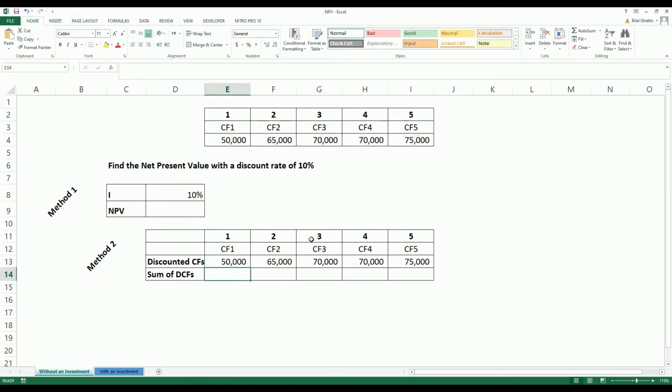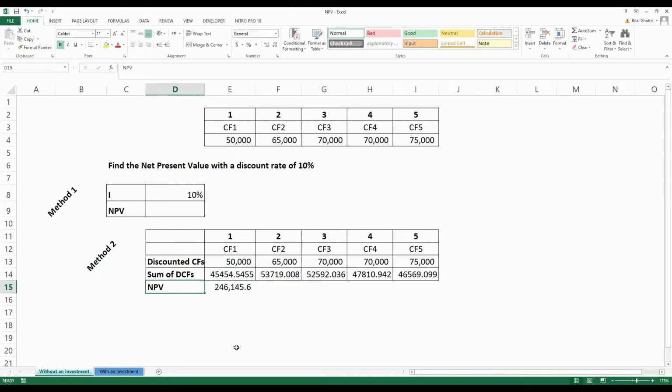To do that, what we do is, as we said, we divide the future cash flow by 1 plus the discount rate that we have, and we fix it for the sake of financial modeling, and then we raise it to the power of the term that we have over here. This way, if we drag the formula, the term of the cash flow will also be dragged with the formula itself. And we do that to the remaining years, and then we say the net present value is equal to the summation of the discounted values, and it's equal to 246,000.